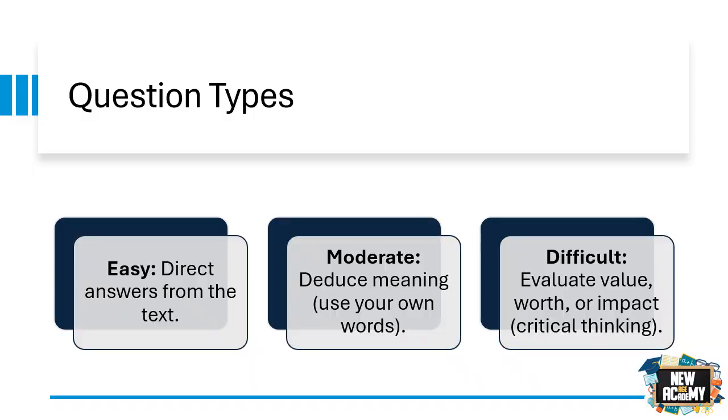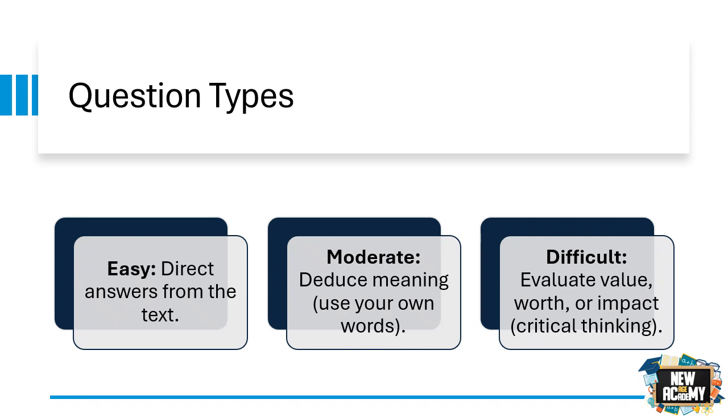For example, the easy type of questioning can be as simple as what did the boy kick? When you answer, you can simply say the ball. That's easy. What did the boy kick? Your answer could be the ball.